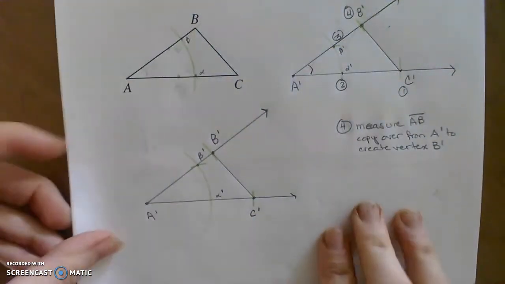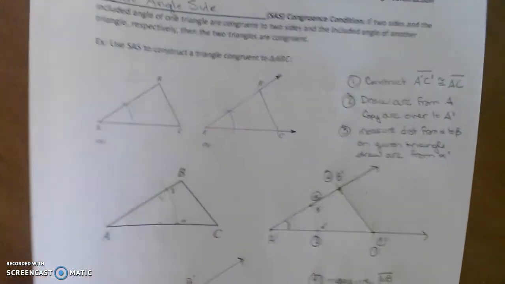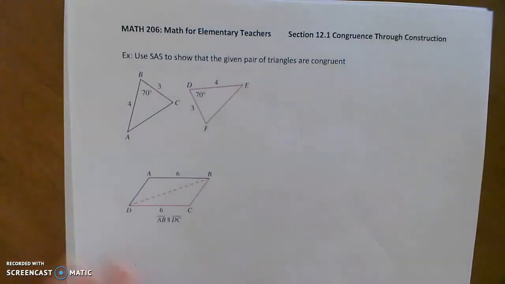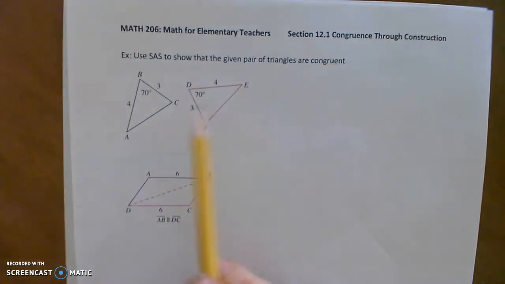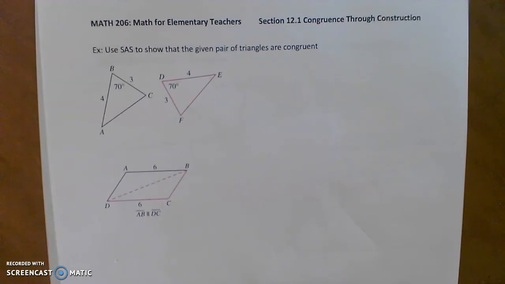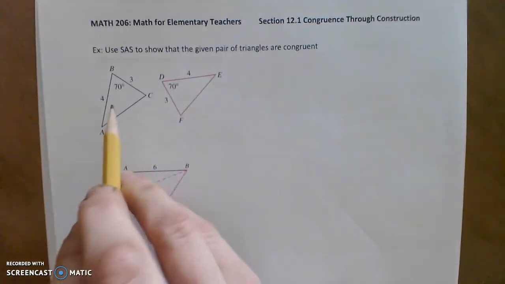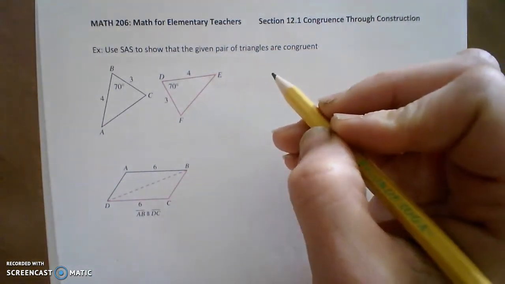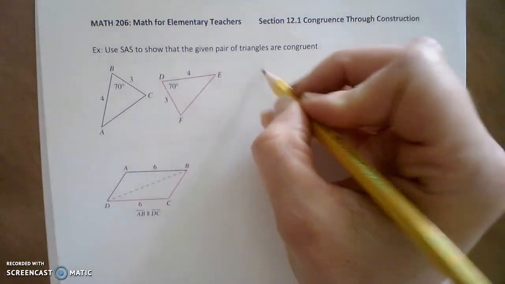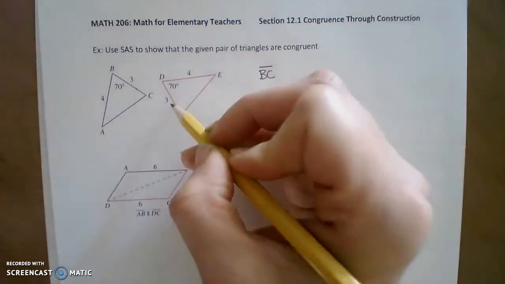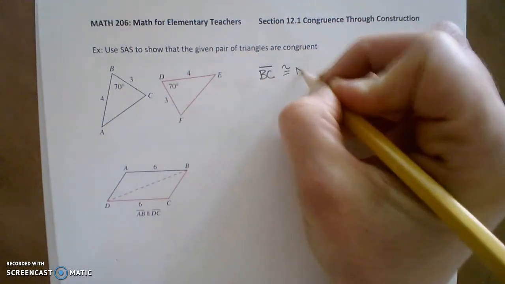All right, now let's use this idea of side angle side congruence to solve some problems. Let's use side angle side to show that the given pair of triangles are congruent. And here I would suggest stop the video and try these on your own. So we need to find pairs side, angle, side, which are congruent in the two triangles. So let's start with side length BC, which is length 3. Looks like that's congruent to DF.